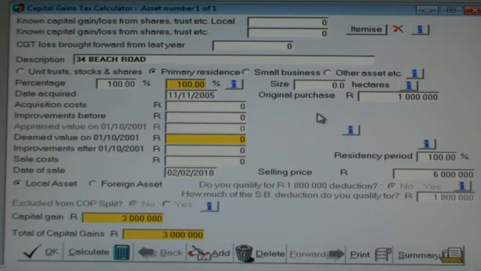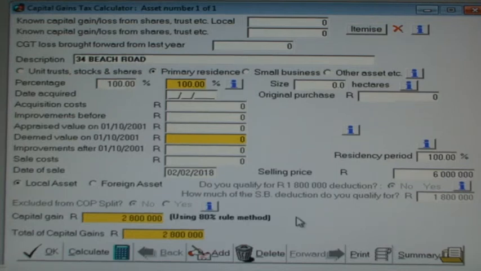In determining the gain amount, we've discussed the method where the base cost is known, and we've discussed the tab method. There's one final method SARS uses to determine the base cost in cases where you cannot prove when you acquired the asset or what you paid for it. If we remove the purchase date and the purchase price, then you will see that SARS uses the 80% 20% method, which means that SARS uses 20% of the proceeds as the base cost. In this case, 20% of 6 million is 1.2 million.